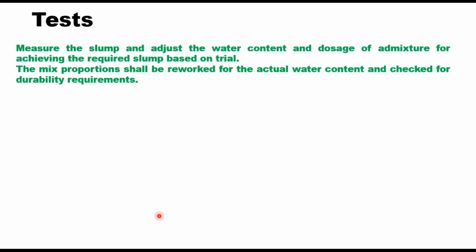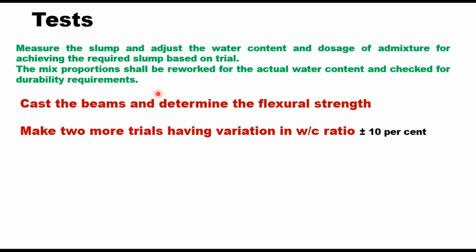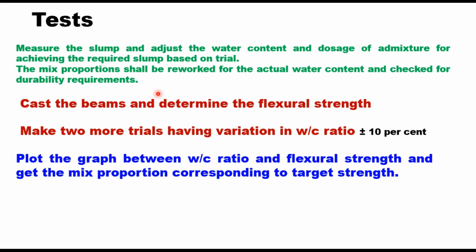Now with this, you make the first trial, that is, you prepare the beams, measure the slump and adjust the water content and dosage of admixture for achieving the required slump based on trial. The mix proportion shall be reworked for the actual water content and checked for durability requirement. Cast the beams and determine the flexural strength, and then make 2 more trials having variation in water cement ratio plus minus 10%, and then plot a graph between water cement ratio and flexural strength and get the mix proportion corresponding to target strength of 5.16 Newton per millimeter square.